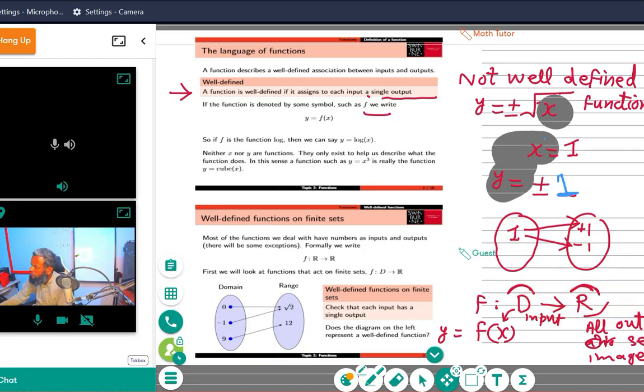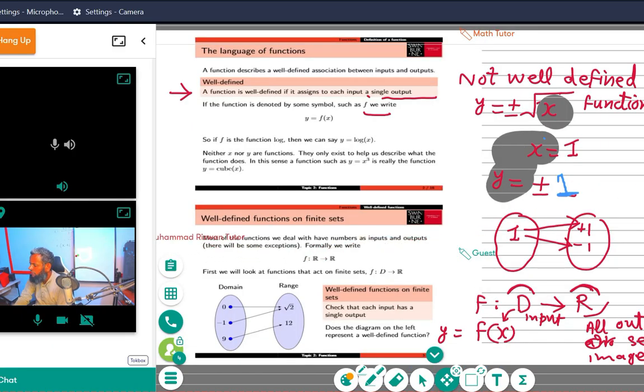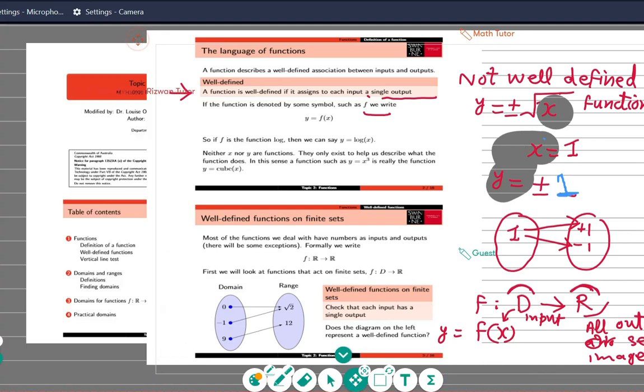A function is denoted as domain to range. A function is denoted by f, domain to range. Clear? Yes. Domain means, can you define domain? Domain is the input. Yes, the set of all possible inputs.